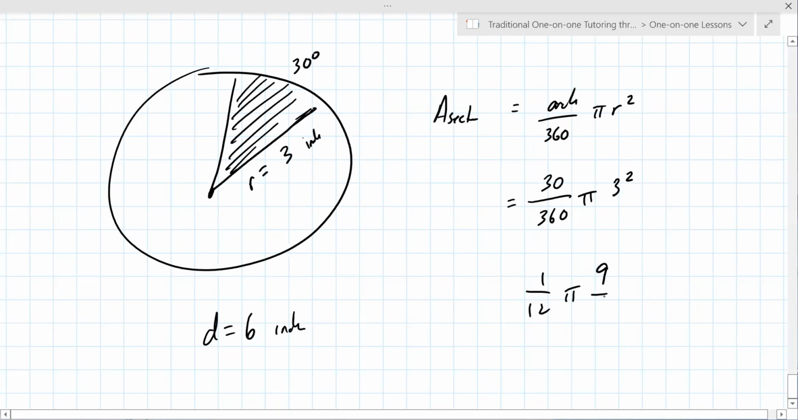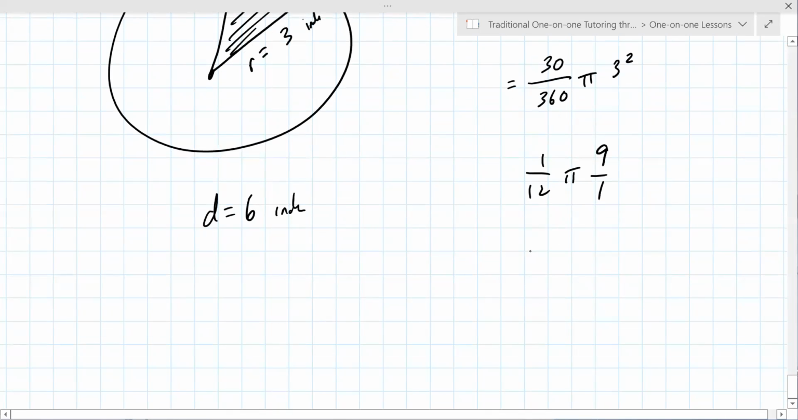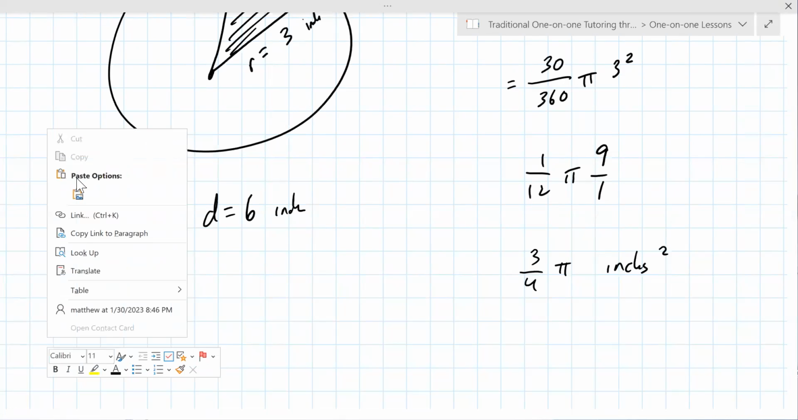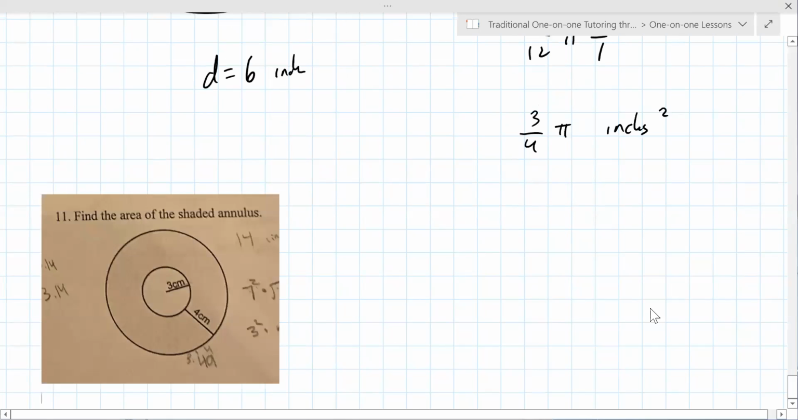And then I guess that would be 3/4 pi inches squared. And then 3/4 times 3.14. I'm just going to use a calculator for that. You don't have to. It's good enough as is. We should move on to the last question.